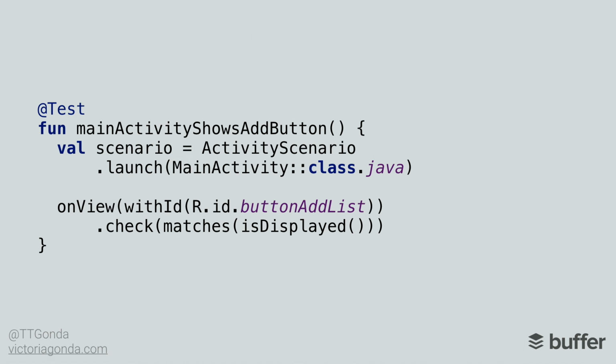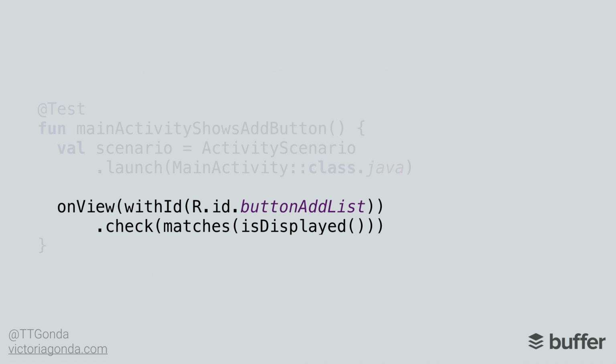So here, the main activity launches using the activity scenario, and we test that an add button should be on the screen. With ID is a view matcher to find the button with the ID button add list. Then matches is our main view assertion. Is displayed is a view matcher that we pass into it. This checks that the view with the ID button add list is also visible on screen.